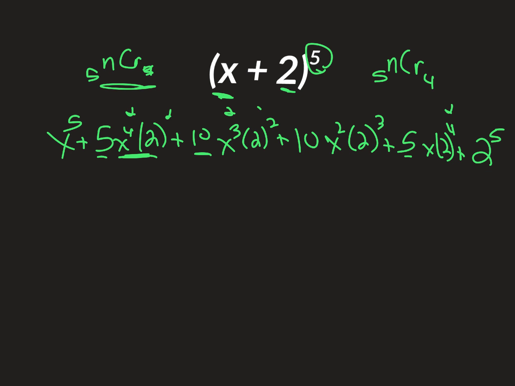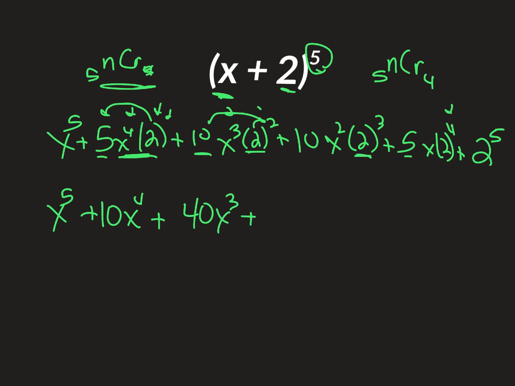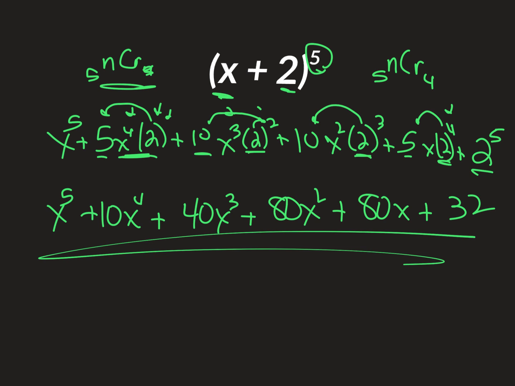Now, as soon as you think you're done, you're not. If you have a number inside the parentheses, you've got to work it out, meaning this. I'm going to take that 2, multiply times the 5. It'd be 10x to the 4th. Take that 2, it's really 2 squared, which is 4, multiplied by 10, 4 times 10, 40x cubed. This right here is 2 cubed. 2 cubed is 8 times 10, which is 80x squared. 2 to the 4th power, 16. 16 times 5, also 80, which is weird. And I end up with 2 to the 5th, which is 32. And guys, that's as far as you can go.